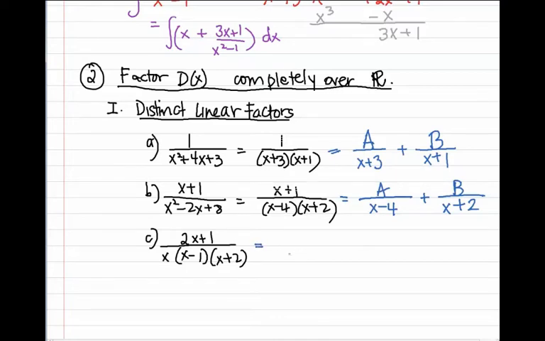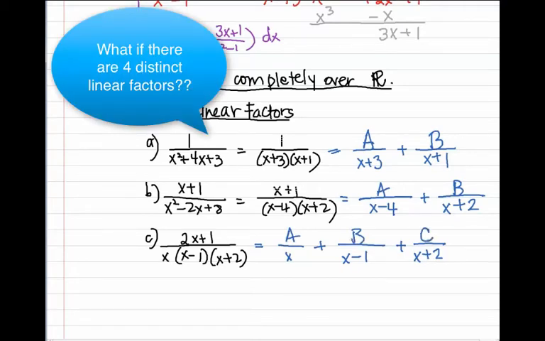Now this third example. See how we have three factors? That means you're going to have three fractions. x, x minus 1, and x plus 2. So what do you think is going to go in their numerators? A, B, and we need a third one, so we're going to call it C.